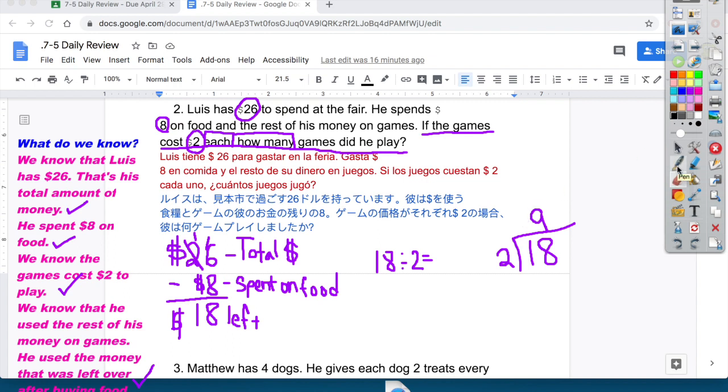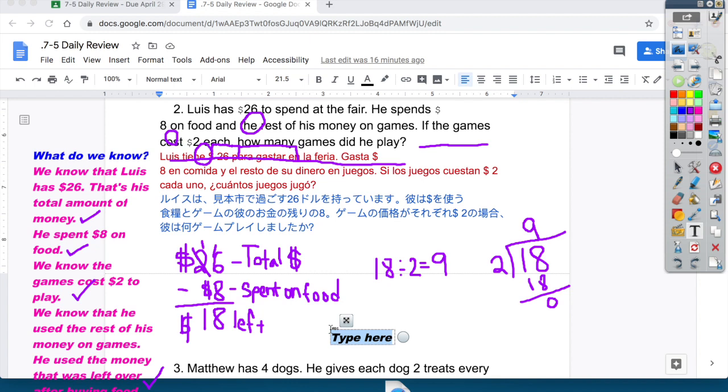Okay. So 18 divided by 2 is 9. We're showing it in 2 different ways. You could put this here. Well, no. We put the 0 up there. Okay. So now we're going to write out our answer. Lewis played 9 games.